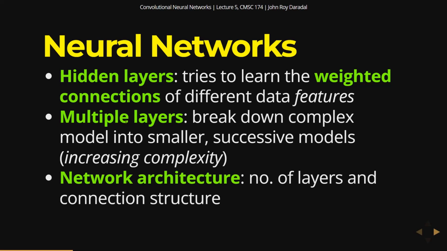Now if we talk about the network's architecture, then we are talking about the number of layers that it has. So there could be like 3 hidden layers, or 4 or 5, and so on. Okay, so the number of layers and the connection structure. So there could be fully connected structures or skip structures, and so on. Okay, so that will refer to the network's architecture.